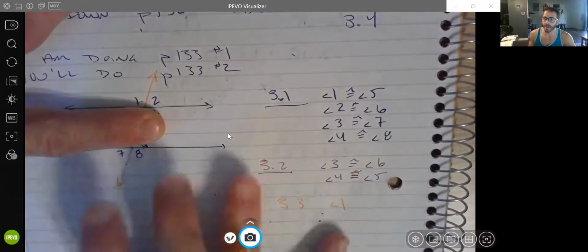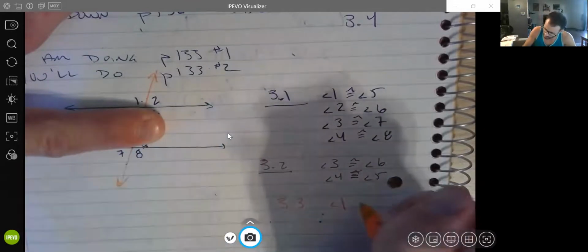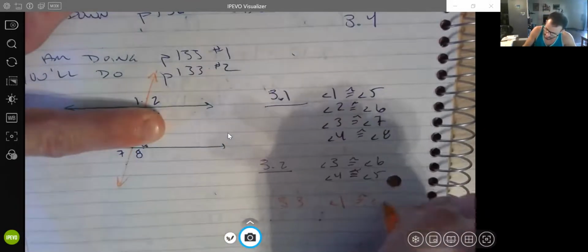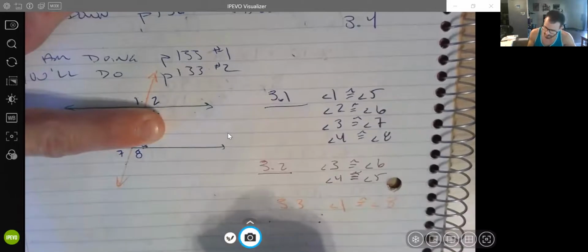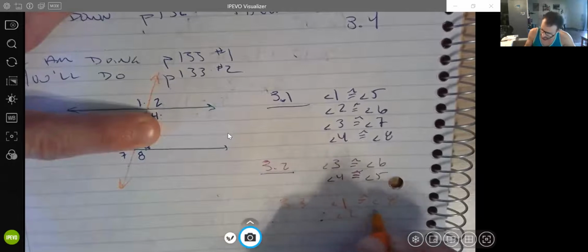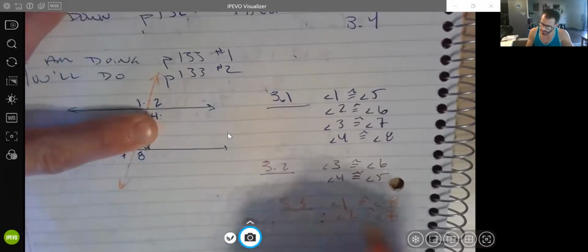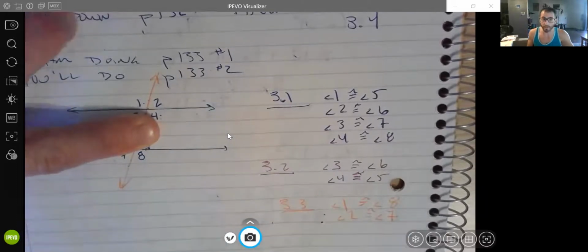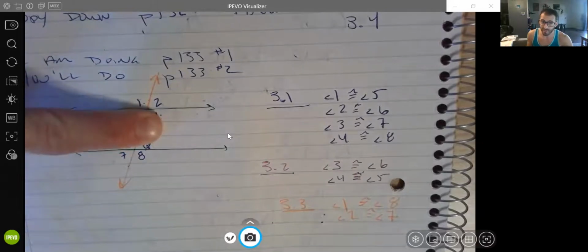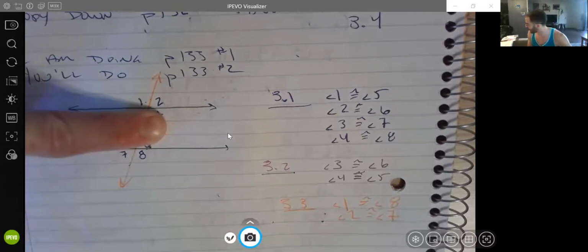Alternate exterior has to be on the outside. Angle 1's at the top left, alternate bottom right. These are congruent. Angle 2 is congruent with angle 7, top right, bottom left. All right, these would be your alternate exterior angles. Remember, exterior, they're outside. Give yourself the benefit of the doubt, cover up the interior.